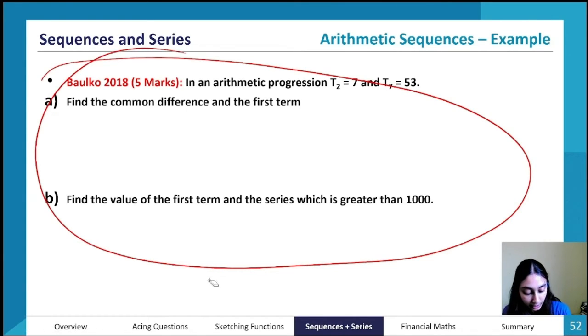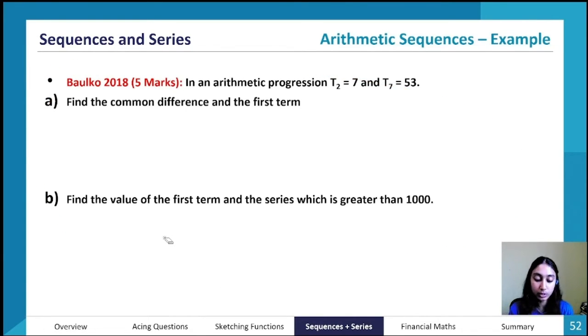I'm not going to give you any time to go through it on your own, so you can pause if you'd like to go through this. Okay, so Baulkham Hills 2018. In an arithmetic progression, T2 is equal to 7, T7 is equal to 53. Find the common difference and the first term.